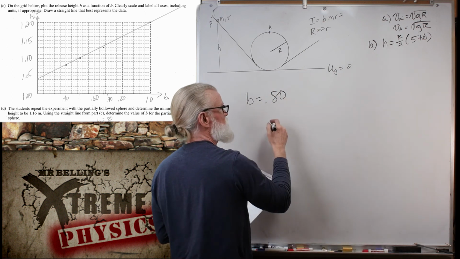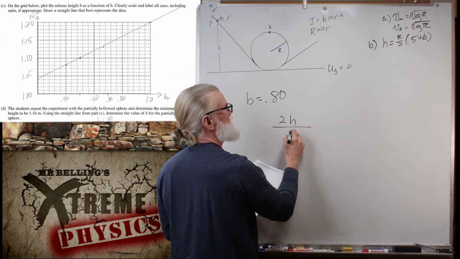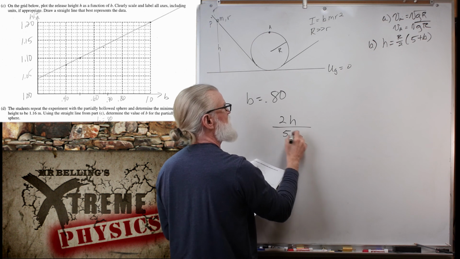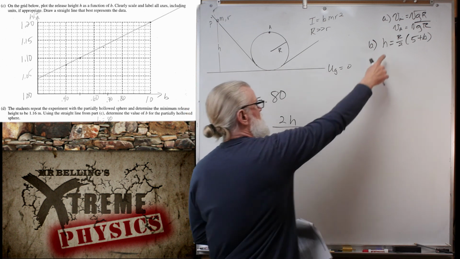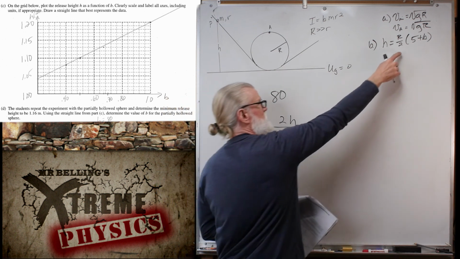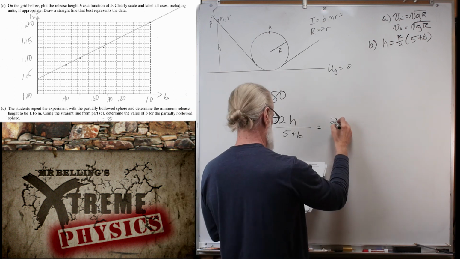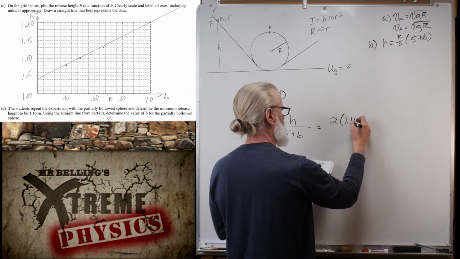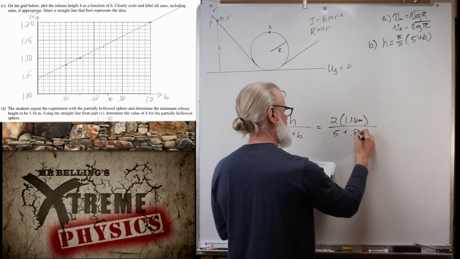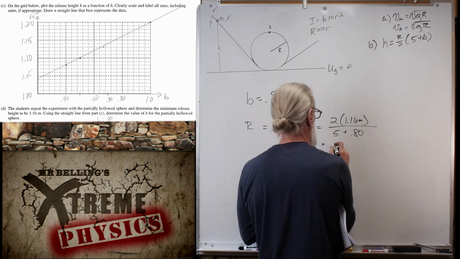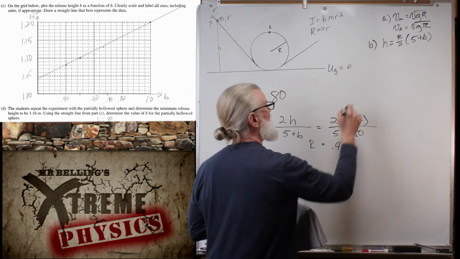So let's solve that equation for R. I'm going to take h, multiply it by 2, and divide by 5 plus b, and that should give me R. Right? Brought the 2 over here, got a 2h, and divided by 5 plus b. And then from my graph, 2 times 1.16 meters, divided by 5 plus 0.80 from my graph, I got 0.4 meters. So I got R as 0.4 meters.